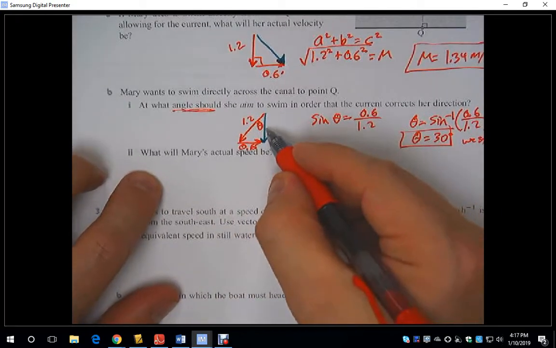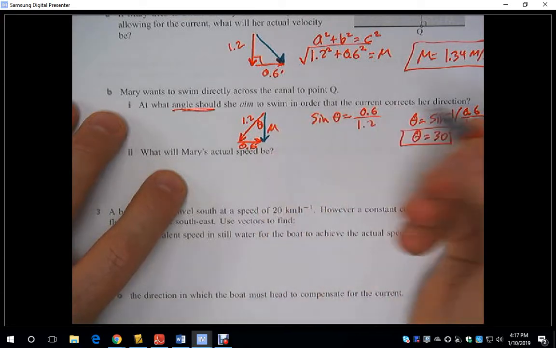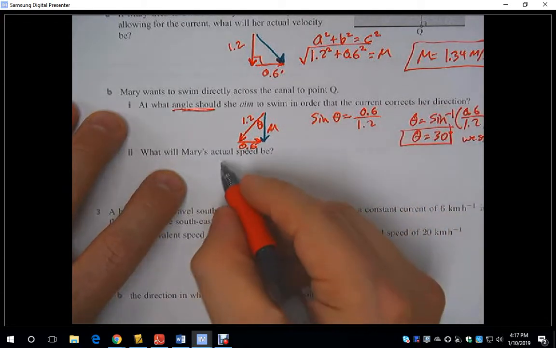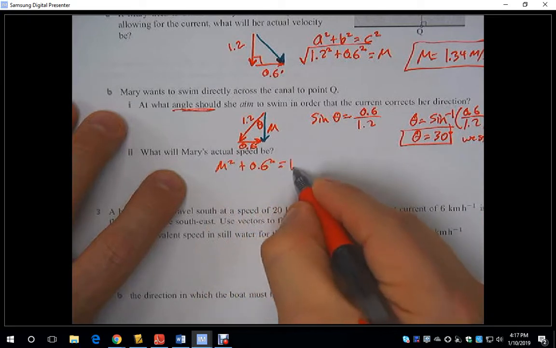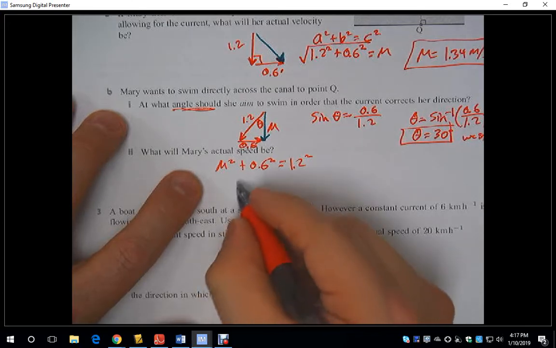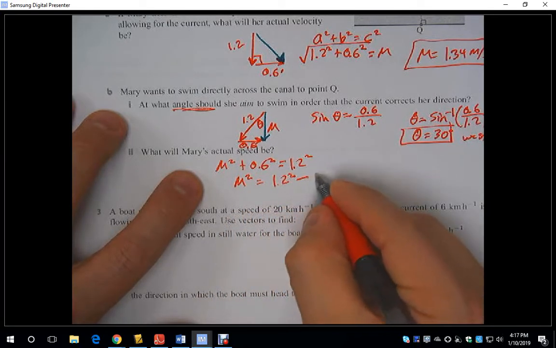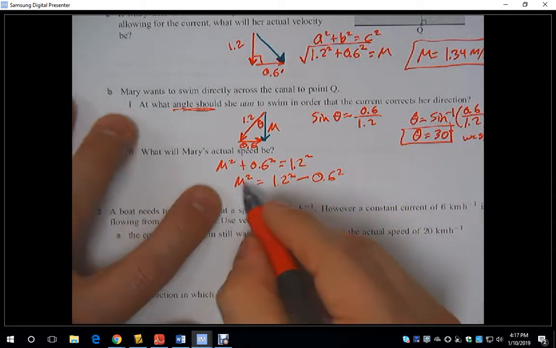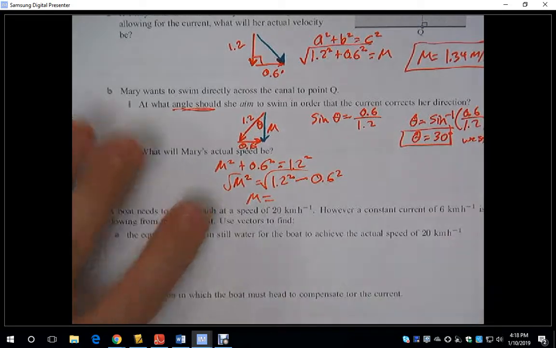So I need to find the magnitude of this. In this case, I want to find the magnitude here. Again, we're going to use the Pythagorean theorem. I have m squared plus 0.6 squared equals 1.2 squared. I'm going to subtract 0.6 squared from both sides. That gives me the magnitude squared equals 1.2 squared minus 0.6 squared.